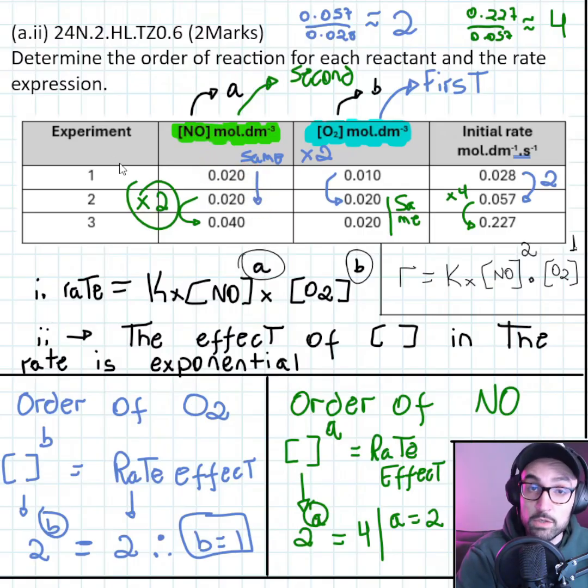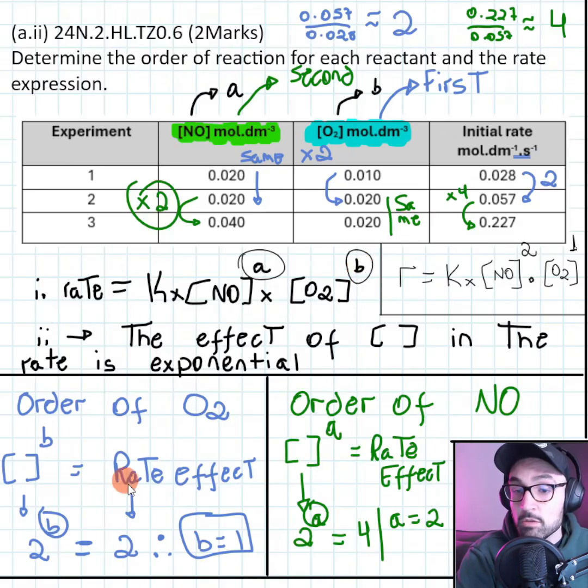Once you have chosen your sets of experiments, use this little formula right here: what you did with the concentration, to the power of the order, is equal to the rate effect. So what did we do to the concentration? Well, it went from 0.010 to 0.020, so we doubled it. So I'm going to put a number 2 over here to the power of the order that I called B for oxygen.